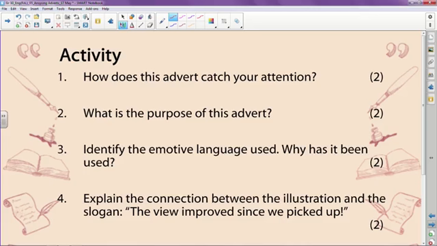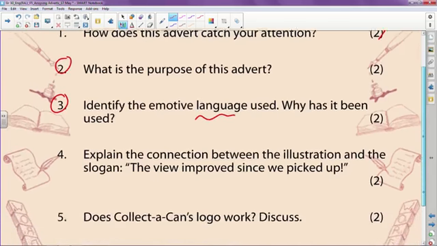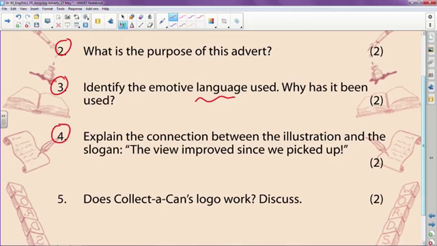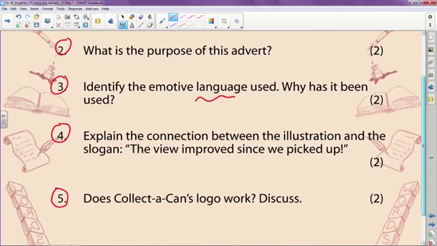Question 1, how does the advert catch your attention? 2 marks. 2, what is the purpose of the advert? 3, identify the emotive language used. Why has it been used? Remember, emotive language is strong language used to elicit some kind of emotion. Question number 4, explain the connection between the illustration and the slogan. The view improved since we picked up. And then finally, does Collector Can's logo work? All right, so I'm going to give you 2 minutes again. Discuss it in groups or between yourself and your partner.